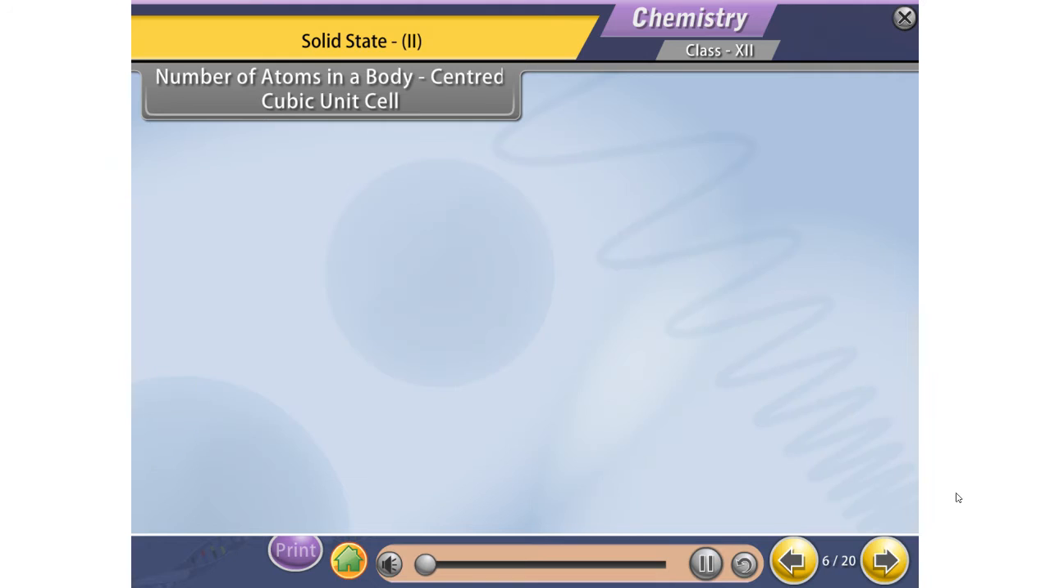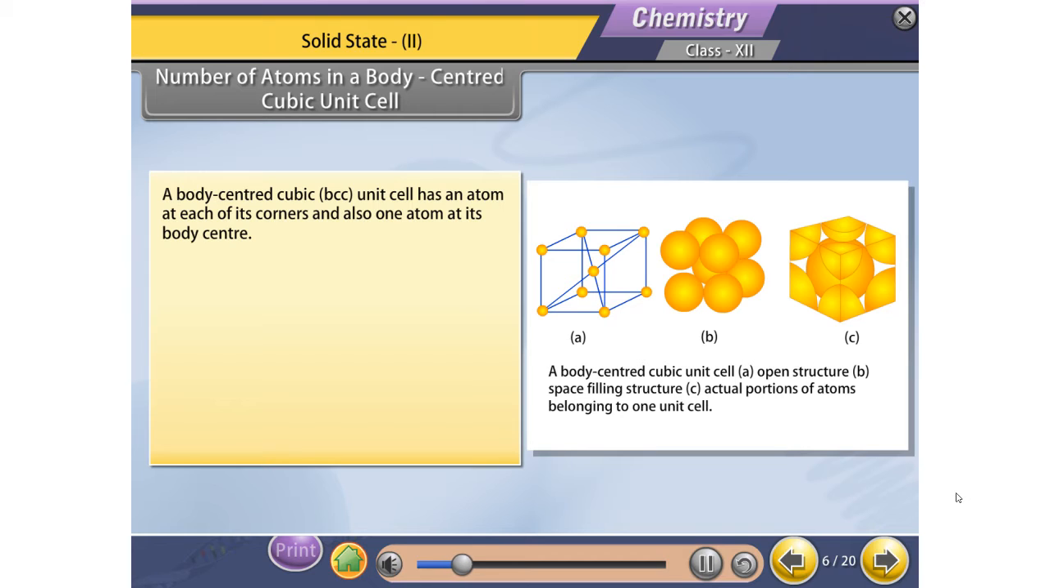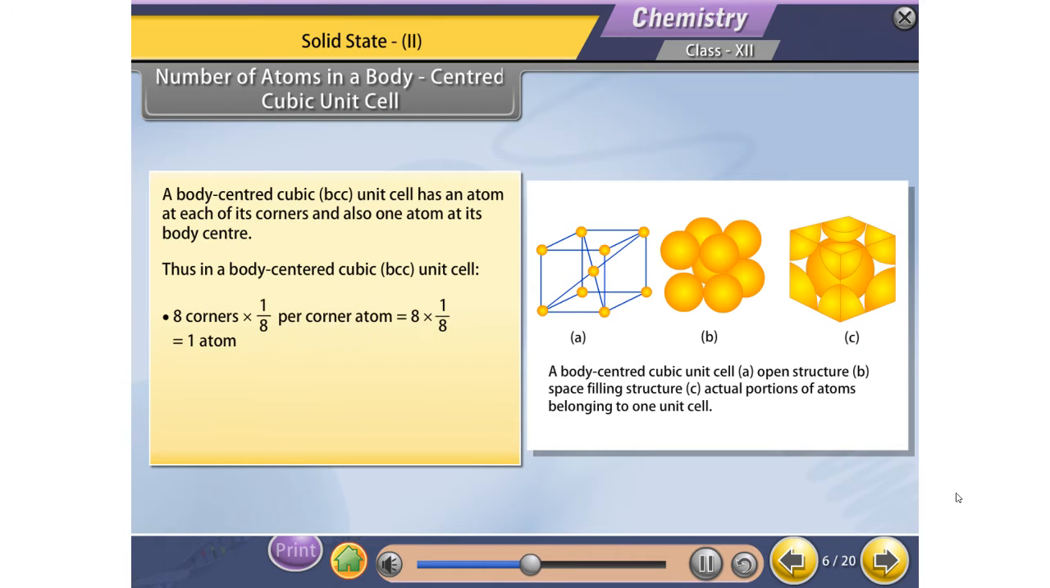Number of atoms in a body-centered cubic unit cell. A body-centered cubic, BCC, unit cell has an atom at each of its corners and also 1 atom at its body center. Thus, in a BCC unit cell, 8 corners into 1 upon 8 per corner atom is equal to 8 into 1 upon 8, which is equal to 1 atom. 1 body center atom is equal to 1 into 1, which equals 1 atom. Therefore, the total number of atoms per unit cell is equal to 2 atoms.